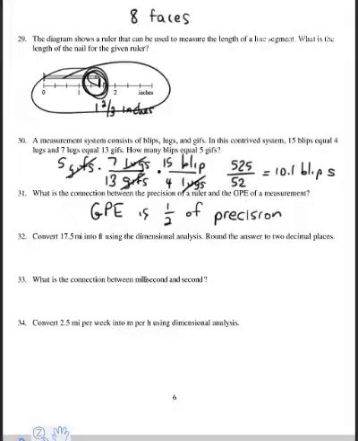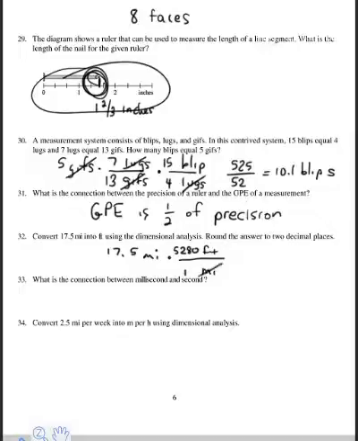Okay, 32, convert 17.5 miles into feet using dimensional analysis, round to 2 decimal places. So 17.5 miles, we're going to multiply this by a conversion factor, dimensional analysis. We're trying to cancel miles, so it's going to go on the bottom. We want to go into feet, so it's going to go on top. 1 mile is 5,280 feet.